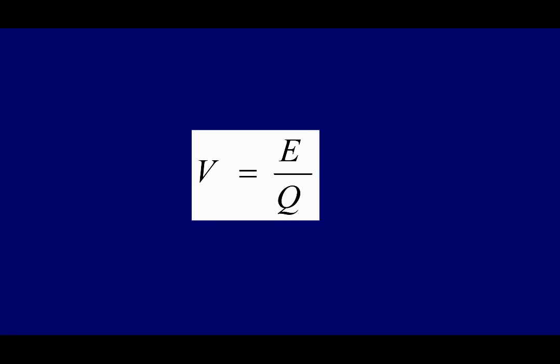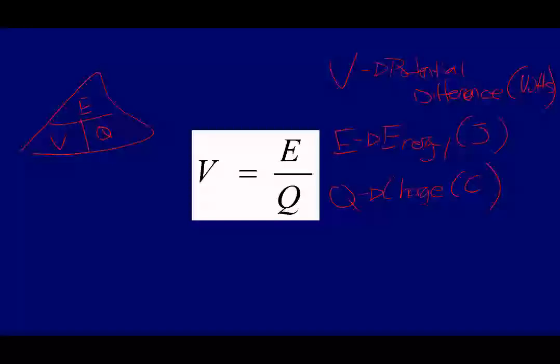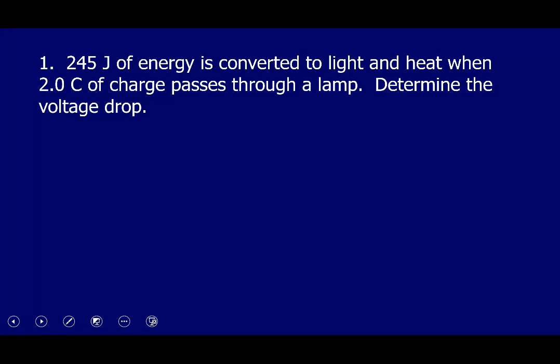Formula: V equals E over Q. The triangle for that: V, E, and Q. V stands for potential difference, and it's measured in volts, or just capital V. E, of course, is energy, and you should know that that's measured in joules. And then Q, just like with the current, is your charge, measured in coulombs, capital C. Sometimes you just say calculate the voltage, but really what they mean is calculate the potential difference, and it's measured in volts.